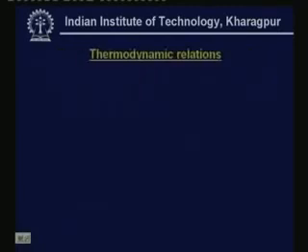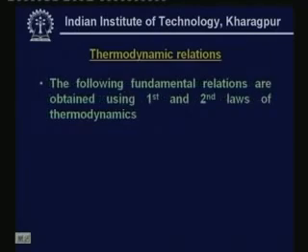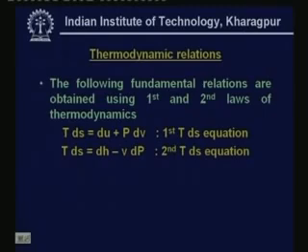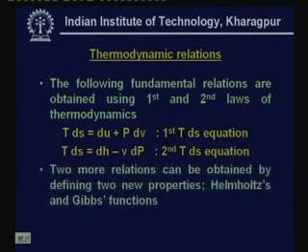Let's look at thermodynamic relations. What I am going to show here are the fundamental relations which are obtained using first and second laws of thermodynamics. The first relation is given by TdS is equal to dU plus PdV. This is known as the first TdS equation, and the second TdS equation is given by TdS is equal to dH minus VdP. These two relations are very important, and we shall see how we use them. Since these equations contain only properties, they are valid for both reversible as well as irreversible processes. Two more thermodynamic relations can be obtained by defining two new properties known as Helmholtz function and Gibbs function.